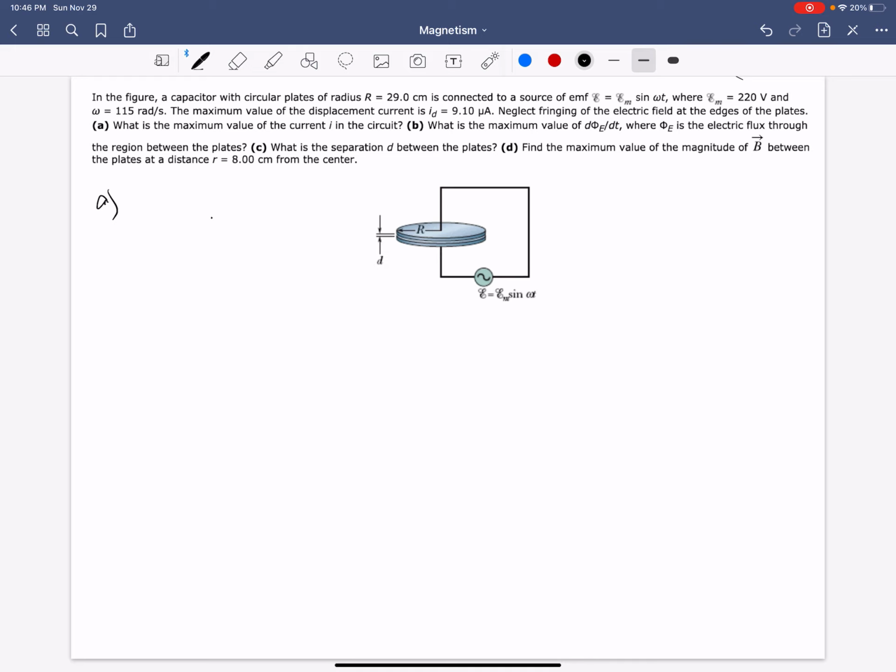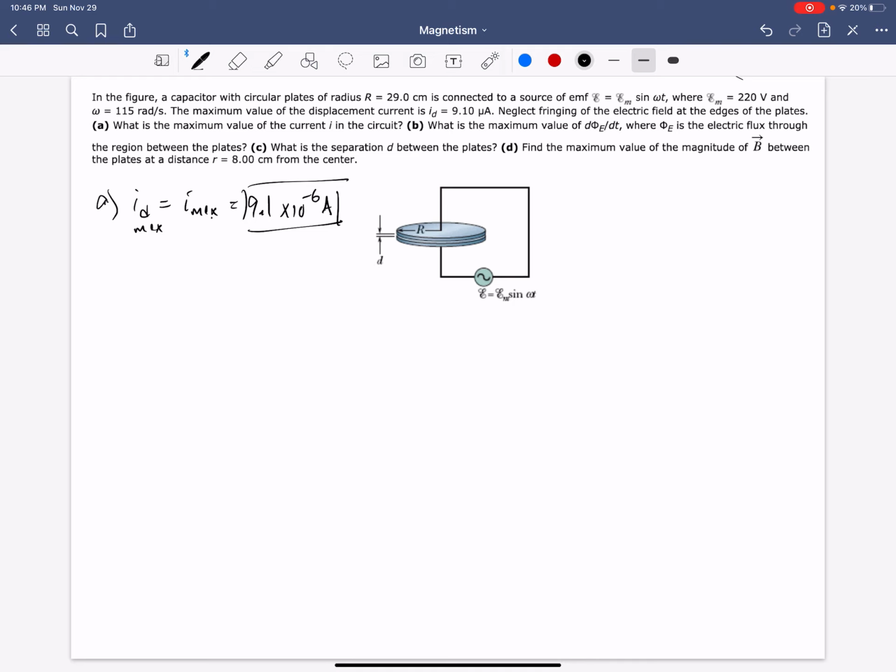So part A, the displacement current equals, we'll say, the maximum of both, is the same. Right? And that's the given 9.1 microamps. And again, this comes from conservation of charge.